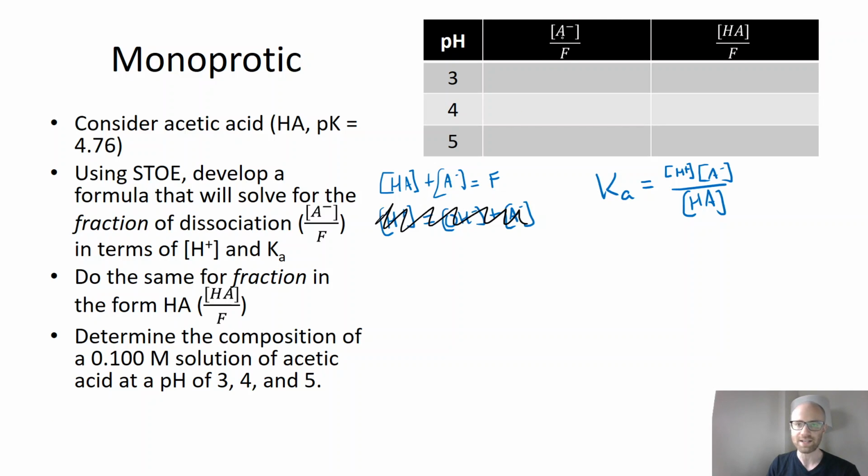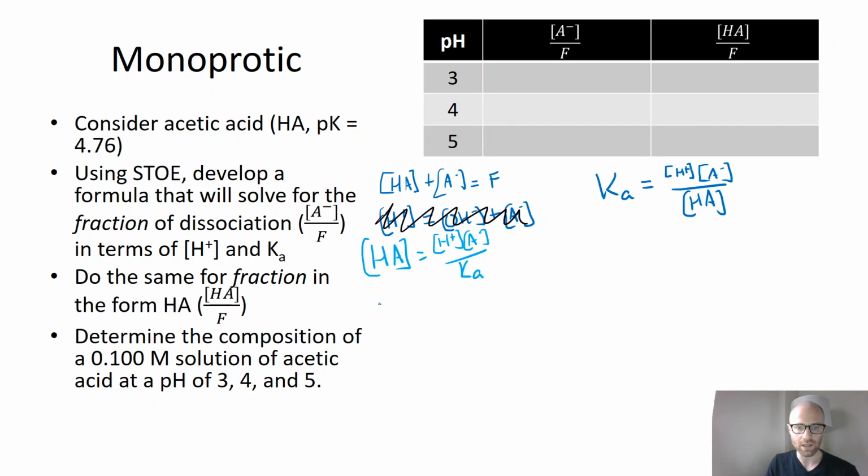First, as it says at the top, I want to come up with something that says A minus over F equals, and the only variable is H plus. To do that, I see my two equations here. I kind of want to target getting rid of either HA or A minus. Since I'm targeting A minus, I want to get rid of HA. So I'm just going to rewrite the Ka expression in terms of HA. And when you do that, you get HA equals H plus times A minus over Ka.